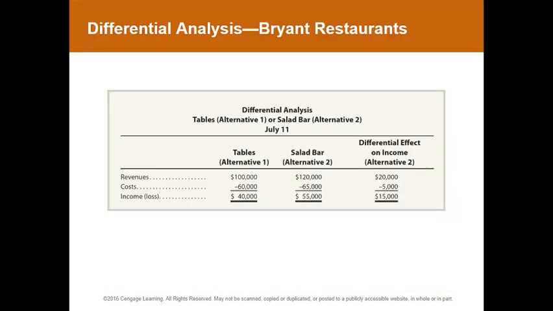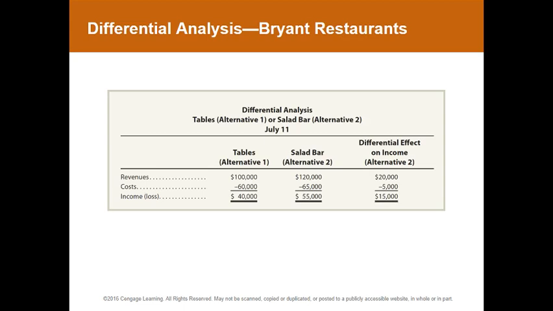So here's the representation of what I just described to you in words. You'll see revenues, costs, and incomes, and what that differential effect is. So for alternative 2, we would have $20,000 more of income. Comparing alternative 2 to alternative 1, we would have an additional $5,000 in costs, so it's a negative because it's expected to reduce income, giving us overall a difference in income potentially of $15,000.